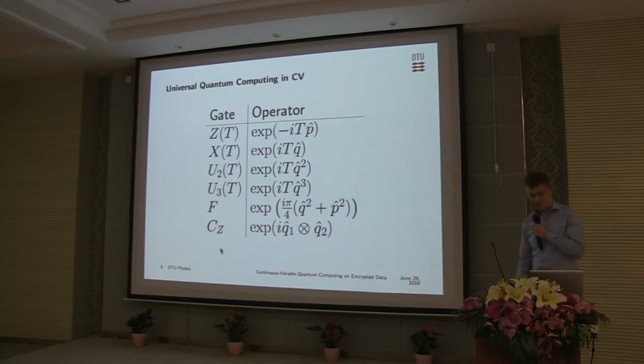Okay. So maybe I should start by reminding you that for universal quantum computing in continuous variables, you have these gates. The first two here are just displacements, basically. You have the U2 gate, which is just a squeezing operation up to a phase shift. You have a cubic gate, basically this one. This one is non-Gaussian and not really implemented, as far as I know. Then you have a Fourier gate and you have a controlled phase gate. Okay, so we have these six gates.